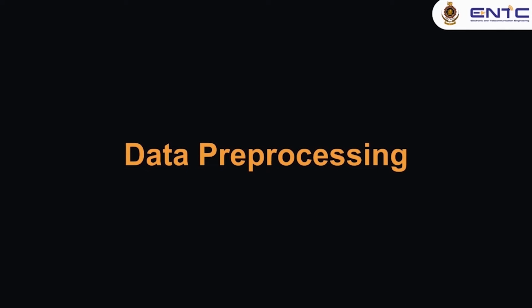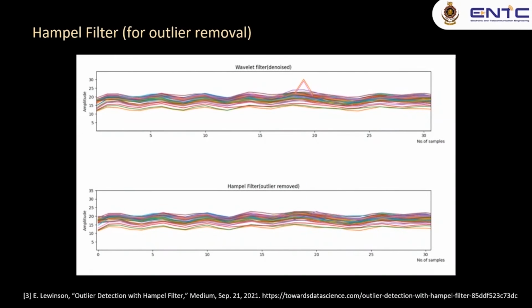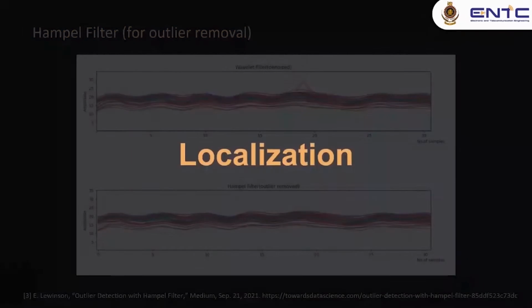Since our raw CSI data contained a lot of noise and outliers, we had to pre-process our data in order to get meaningful results. We used the wavelet filter for denoising and the Hampel filter for outlier removal.